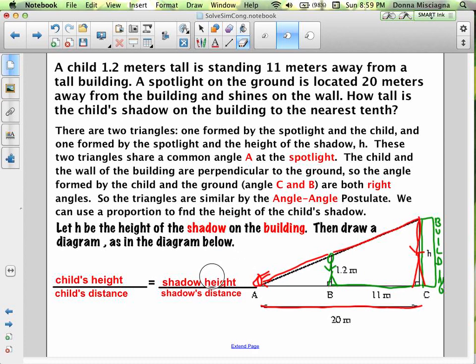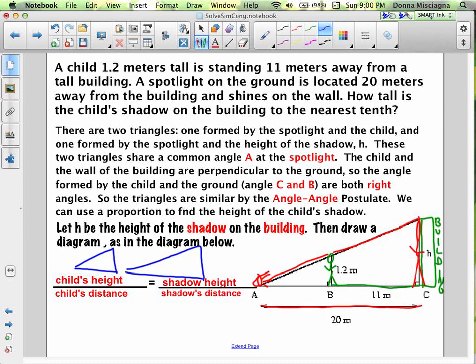Actually, I'll draw them separately so that you can see them, because every year, students do this. Somebody, not most people, but somebody compares a triangle to a trapezoid. And you'll get an answer, but it's nonsense because the triangle and the trapezoid aren't similar. So here's the one triangle. There are two triangles formed by the spotlight and the child. The one formed from the spotlight to the child, and then the other formed from the spotlight to the shadow.